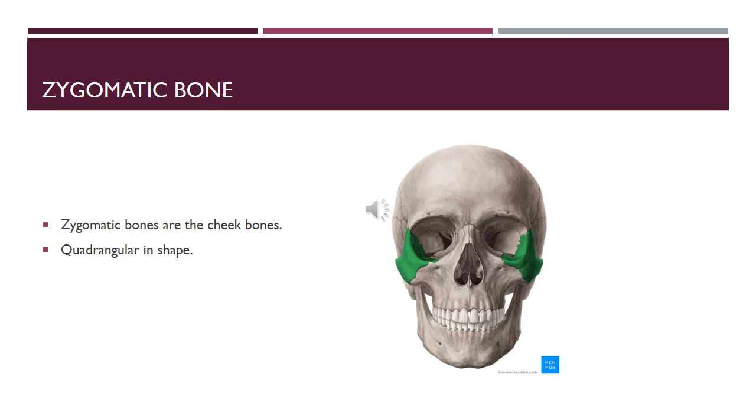The zygomatic bone is also called the cheekbone. This bone is quadrangular in shape and it is paired. It is present on both sides of your face.